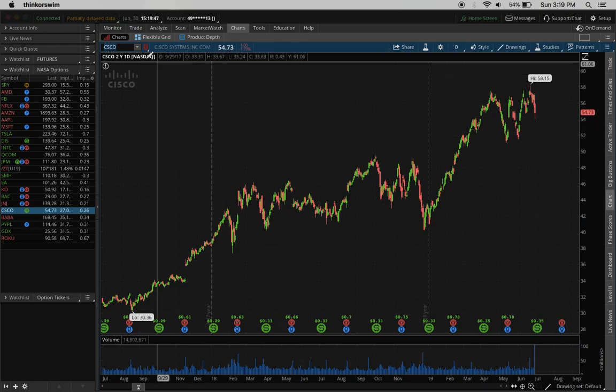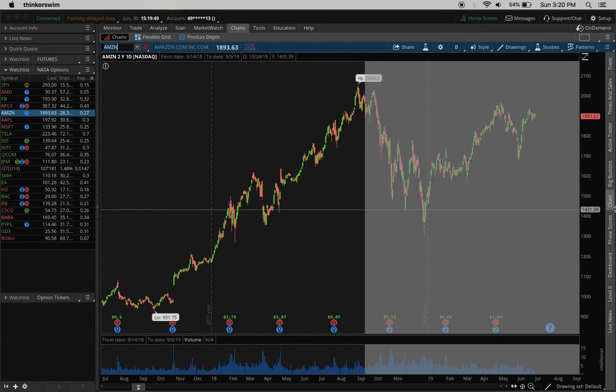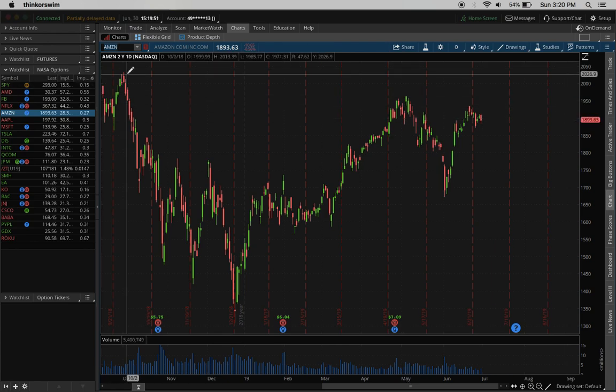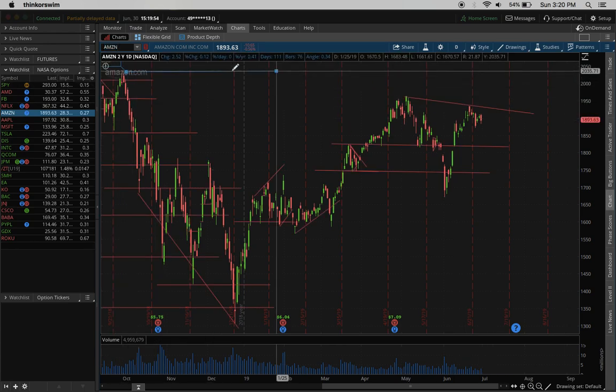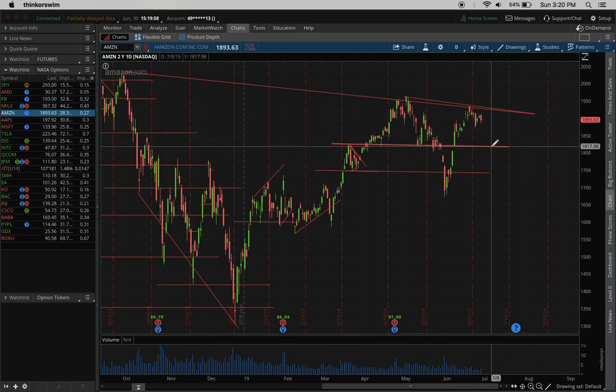Let's see here. Let's pick up Amazon as well. Amazon is starting to pick up. We do have this resistance that's coming into play here from these highs, making those lower highs here. You can see it playing into resistance. It finds some support here at around 1870.